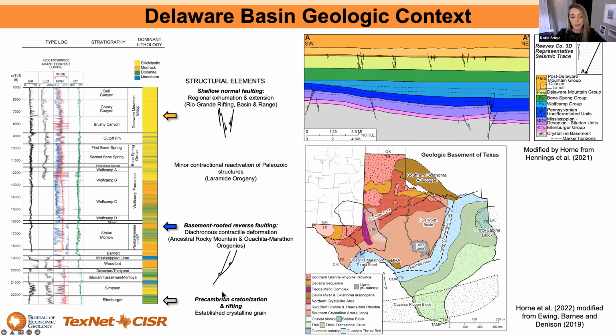The deep injection strata, the carbonates, are deformed by basement-rooted reverse faults. So some of these are the large faults that actually form the structure of the basin when you think of the Delaware Basin transitioning to the Central Basin Platform. So those are the types of faults we're talking about, and you can see those in the schematic or the cross-section up above.